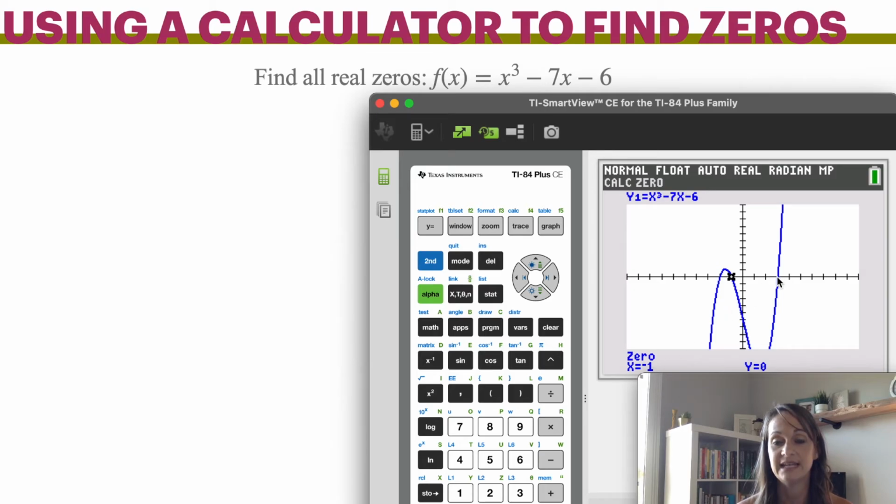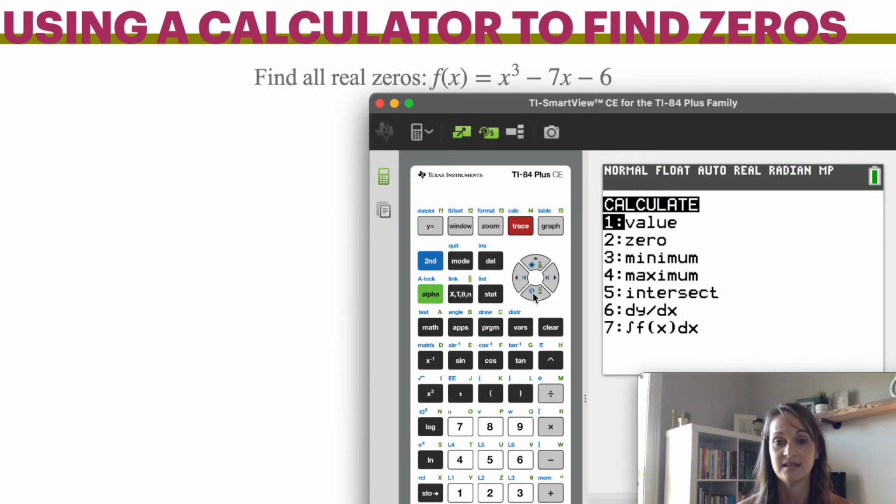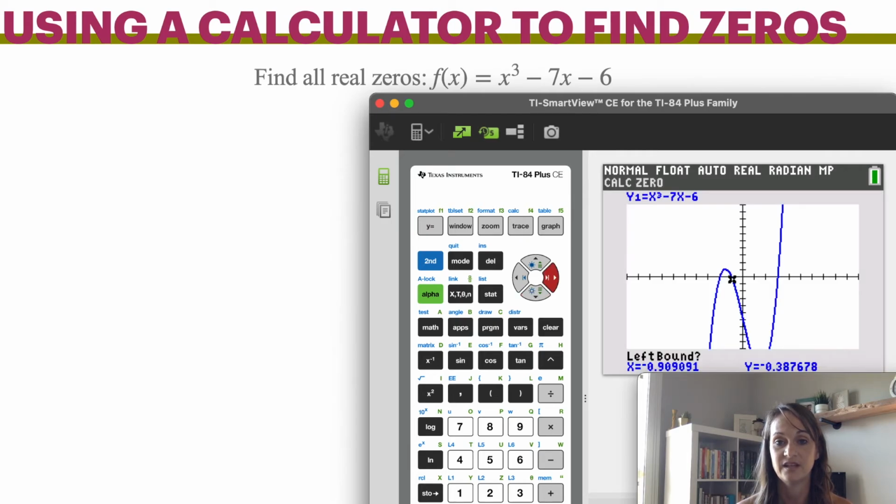Now I need to do it again. I want to find this 0. So I'm going to go second, trace. I need the 0 again. So now I need to toggle over. Now, if this is where the 0 is, I need to go to the left-hand side, which is below it, hit enter. Now I need to go to the right-hand side of this, which is above it, hit enter. Hit enter one more time, and it gave us our third 0, which was 3.